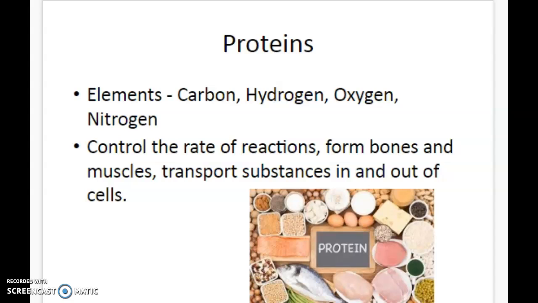The next one are proteins. When you guys eat meat, eggs, cheese, those are all considered proteins. Now, the elements that proteins have are carbon, hydrogen, oxygen, and nitrogen. So now we're including the nitrogen. Proteins play an important role in living things. They control the rate of reactions in your body, or in plants they also do that. They help form bones and muscles, and they also help transport substances in and out of your cells. They're kind of a channel that will allow things to move in and out.